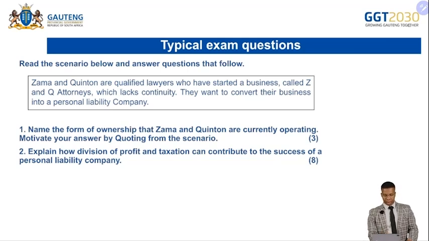Now, remember, it lacks what? Continuity. That should be your key word there to identify which form of ownership Zama and Quintin are using. Any business that lacks continuity and has 2 people operating it, can it be a sole trader? No. Can it be a company? No. Because remember, a company doesn't lack continuity. It has unlimited continuity. So now this makes this business what? A partnership or what? But let's see. We will see with the solution.